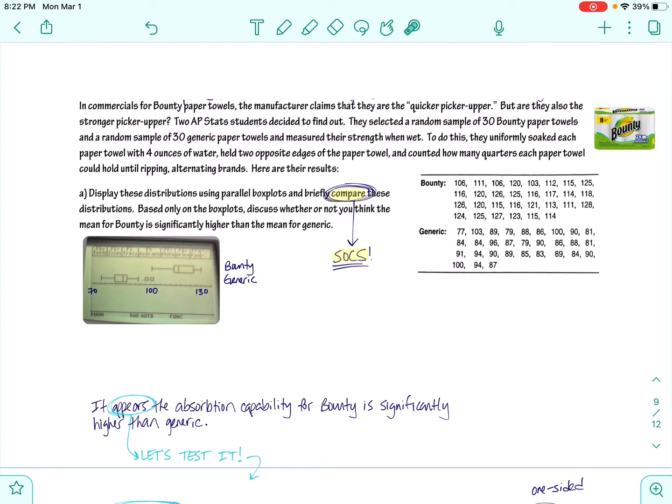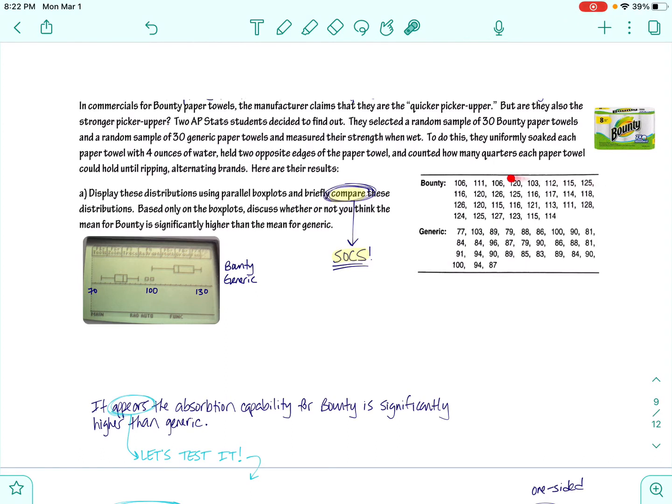We've got two AP Stats students for a final project. They have decided to compare Bounty paper towels to generic paper towels. They wet these paper towels with 4 ounces of water. They have 30 generic paper towels and 30 Bounty paper towels to do their test. They hold the opposite edges of the paper towel after it's wet, and they're literally putting quarters on the paper towels until it rips.